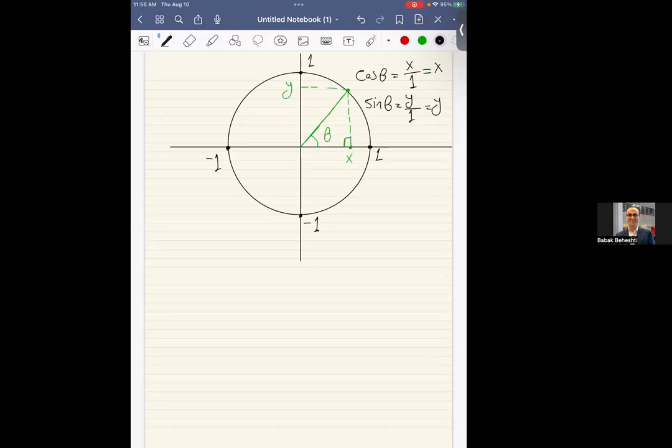In general, if you have a right triangle with hypotenuse equal to r, if this is r in general, this is y, this is x, then cosine of theta is x over r, and sine theta is y over r.